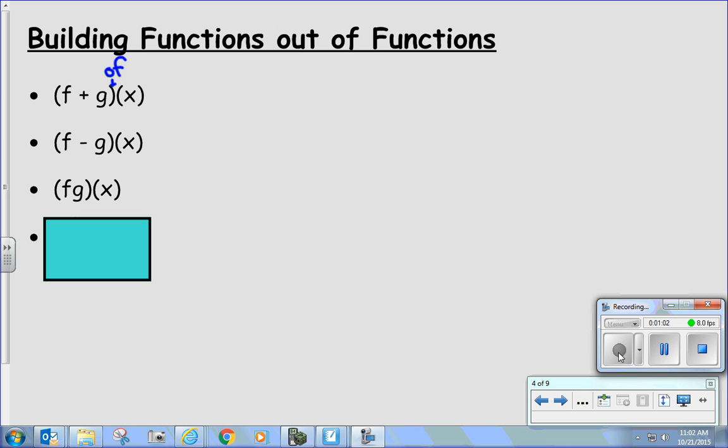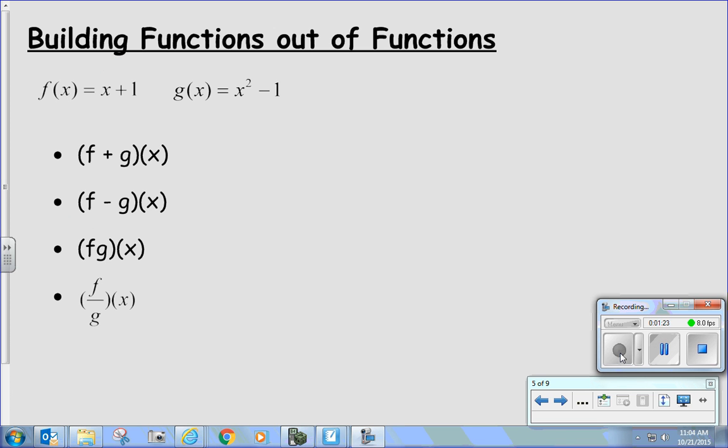And our last basic math operation is what? Division. F divided by g of x. Now we need to be careful to make sure that g of x is not 0. How come? Because we can't have 0 on the bottom of a fraction. Sweet.